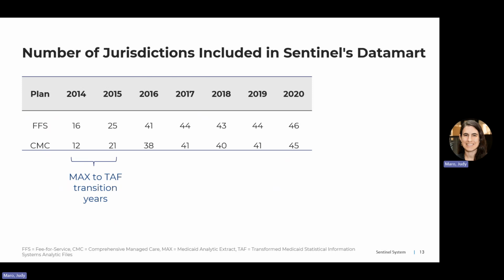And I want to note that in the years 2014 to 2015, that's the transition period between the MSIS and the T-MSIS system and between the MAX analytic files and the TAF RIFs. And so those have a notable incompleteness during those years when there was a transition period. Following that, you'll see that we continue to see improvements in data quality that allow different years to be added, different jurisdictions per year to be added in each of the plan types as we move forward, and we hope to see more added still in the years to come.